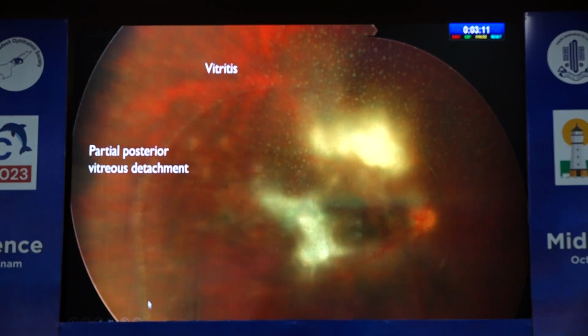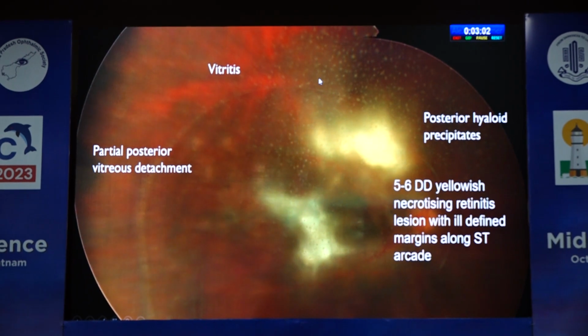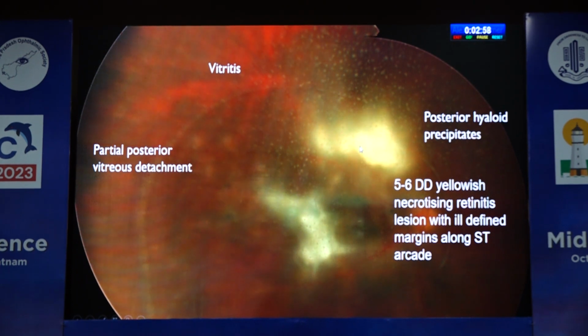So here we can see that there is presence of vitritis, and if we closely observe the fundus photograph, we can note that there is an incomplete posterior vitreous detachment, and there is presence of posterior hyaloid precipitates. Another glaring feature that we note here is around 5 to 6 disc diameters of yellowish necrotizing retinitis lesions, which is ill-defined in border, along the supratemporal arcade.